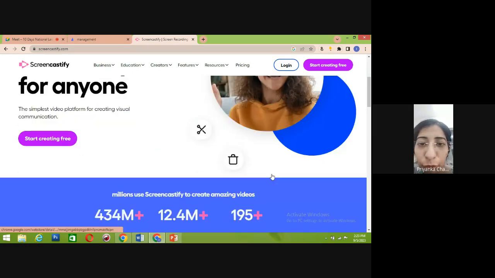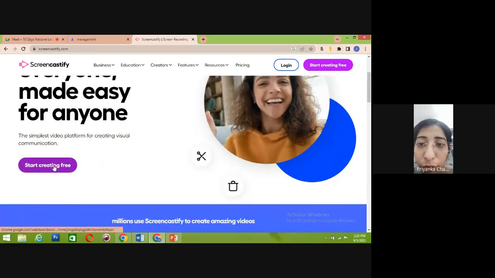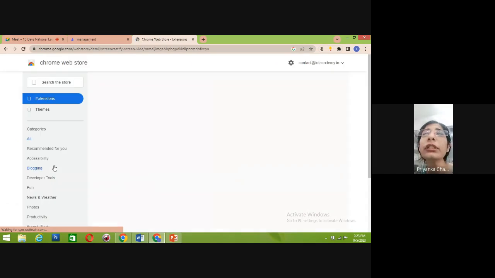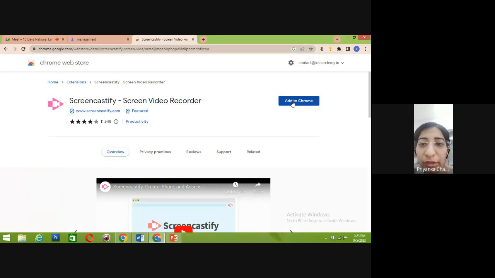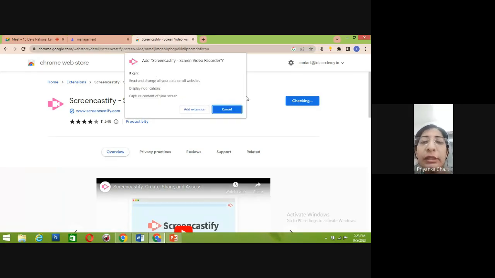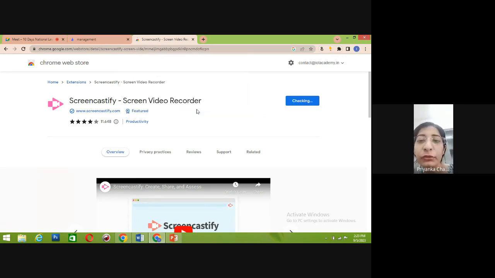First, you have to start creating free. This has to appear in your Google Chrome. See, add to your Chrome. This is not a software. What you have to do is add it to Google Chrome. One symbol will be created. You can see the symbol.